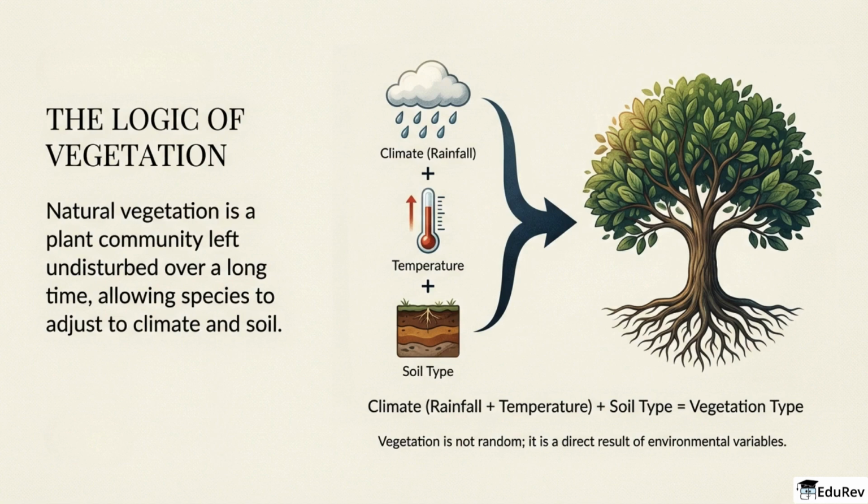Vegetation is not random. If rainfall changes, temperature changes, or soil changes, the vegetation pattern changes with it. Most students try to learn forests as separate boxes. That is wasted effort. Learn the environmental inputs first, and the classification follows on its own.